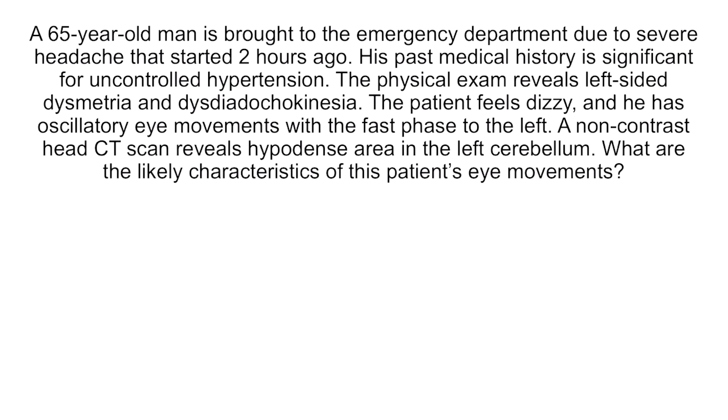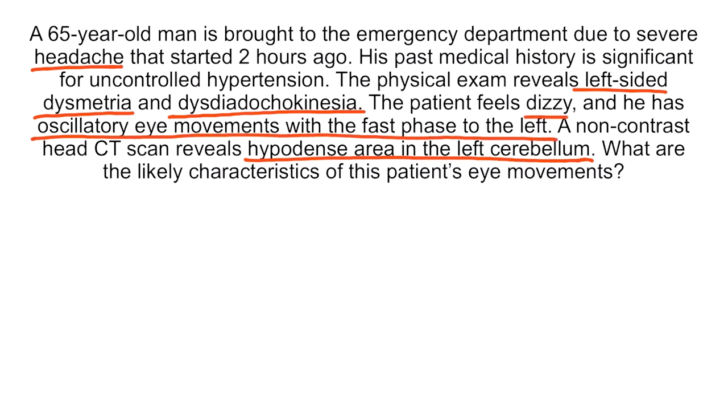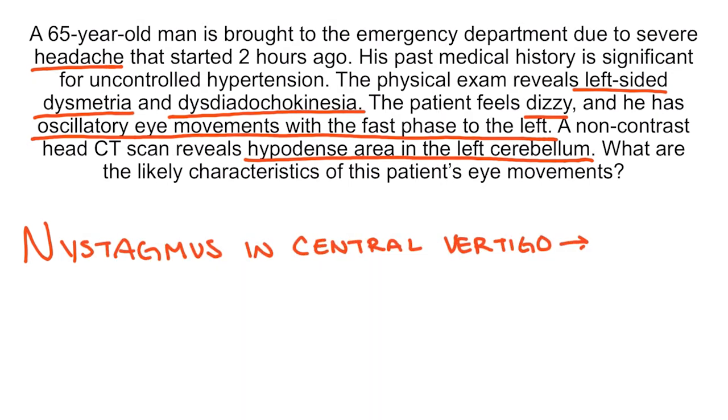This patient has headache, left-sided dysmetria, and dysdiadokinesia. A non-contrast head CT scan reveals hypodense area in the left cerebellum. All of these findings are consistent with an ischemic cerebellar stroke. He feels dizzy and has oscillatory eye movements with the fast phase to the left. This is the classic description of the vertigo with nystagmus. Since he has the cerebellar stroke, he likely has central vertigo.